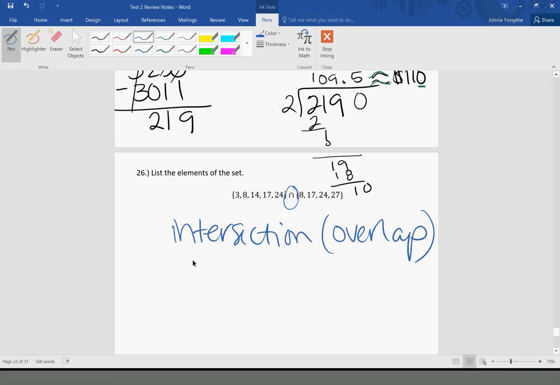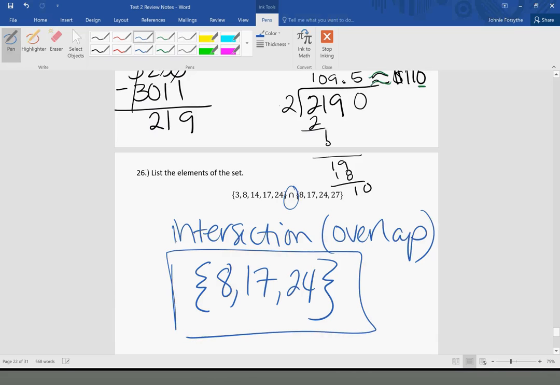So if you notice, the only elements that are in both sets would be 8, 17, and 24. 3 is only in one set. 14 is only in the first set. And 27 is only in the last set. So the answer for this would be 8, 17, and 24, because it's only where they overlap.